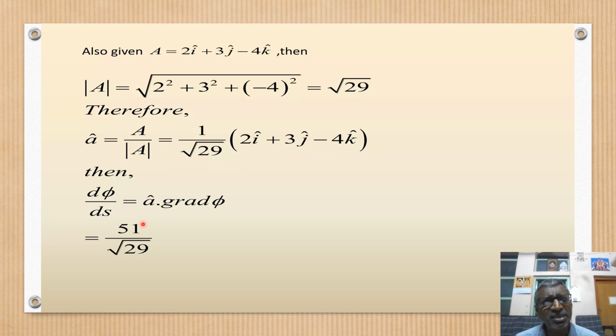Therefore dφ/ds is equal to a bar dot grad φ. You take the dot product with this, I am going to get 51 by root 29. This is the directional derivative which is required according to the given problem.